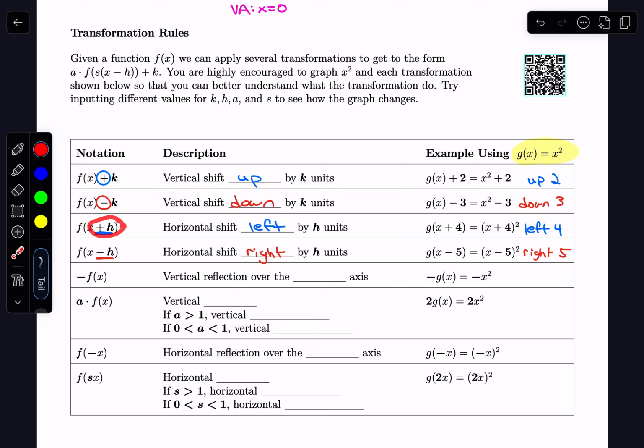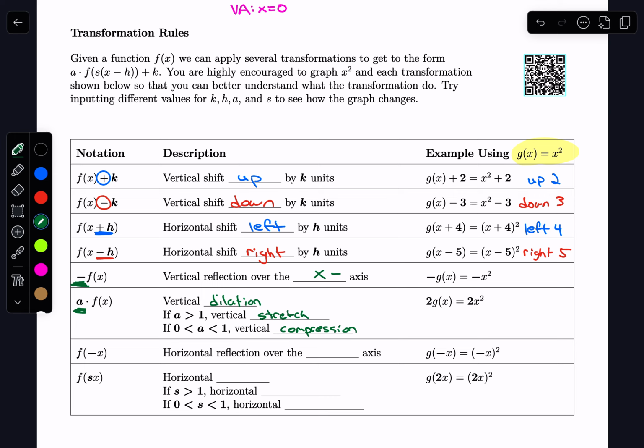If instead of just a negative sign in front, we put this letter a, which could be any number, that is going to be a vertical dilation. Okay, where dilation means to stretch or compress the shape. So if a is greater than 1, that's going to be a vertical stretch. It's going to make our graph taller and narrower. Okay, it's going to stretch the graph towards the ceiling and towards the floor. And if a is between 0 and 1, it's going to be a vertical compression.